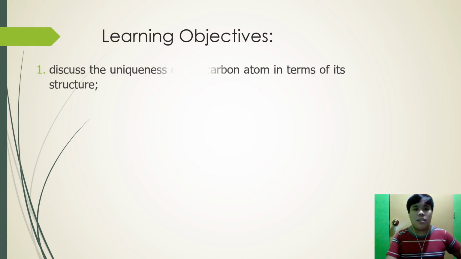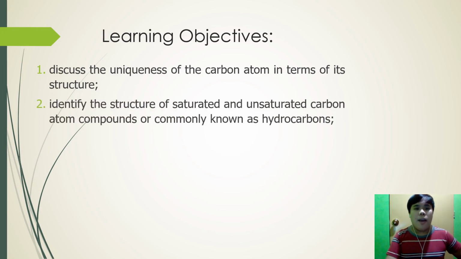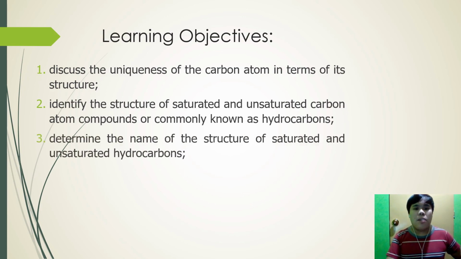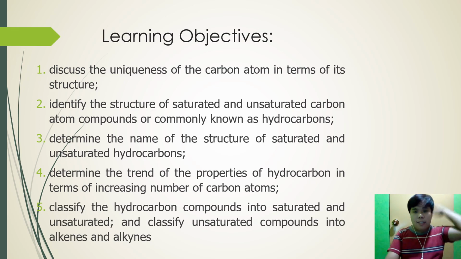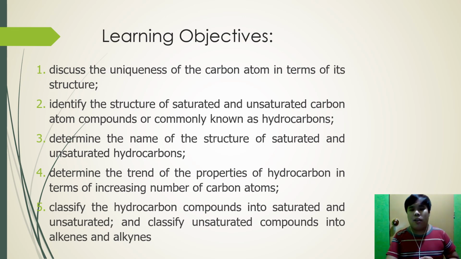Learning objectives. Discuss the uniqueness of the carbon atoms in terms of its structure. Identify the structure of saturated and unsaturated carbon compounds, commonly known as hydrocarbons. Determine the name of the structure of saturated and unsaturated hydrocarbons. Determine the trend of the properties of hydrocarbons in terms of increasing number of carbon atoms. And lastly, classify hydrocarbon compounds into saturated and unsaturated, and classify unsaturated compounds into alkenes and alkynes.